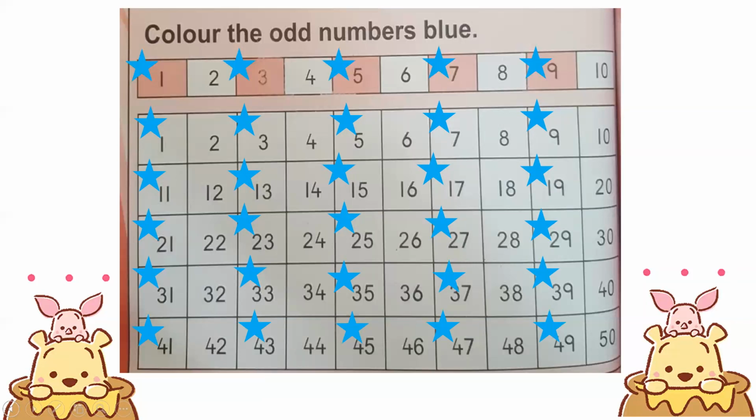Now look at the pattern. Where is my mouse? Yes, look at the pattern. All the numbers which have 1 at the end, and all the numbers which have 3 at the end, 5 at the end, 7 at the end and 9 at the end are odd numbers. Okay, you are going to color this strip blue, this strip, and this strip, and this strip, and this strip into blue. Then take a clear picture and send it to me.